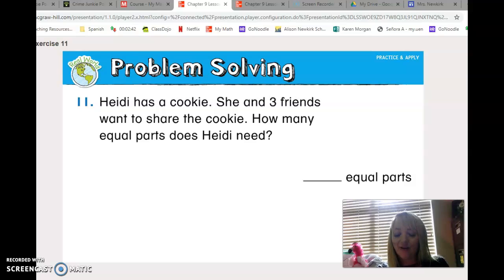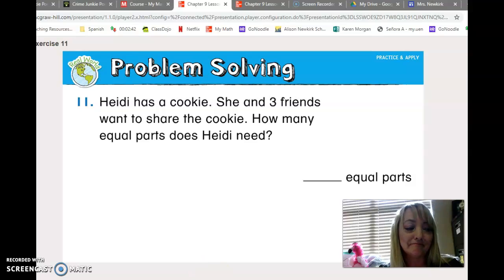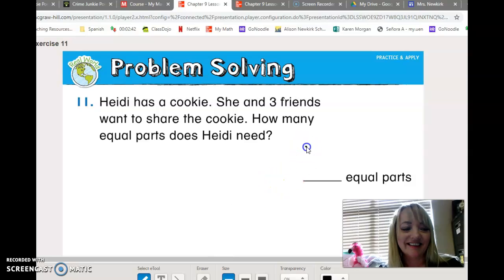Okay, we are now on the back side of the lesson. Okay, Heidi has a cookie. She and 3 friends want to share the cookie. How many equal parts does Heidi need? Don't forget, Heidi needs a part too. So, how many parts does she need? Did you say 4? She'll need 4 equal parts, including herself.